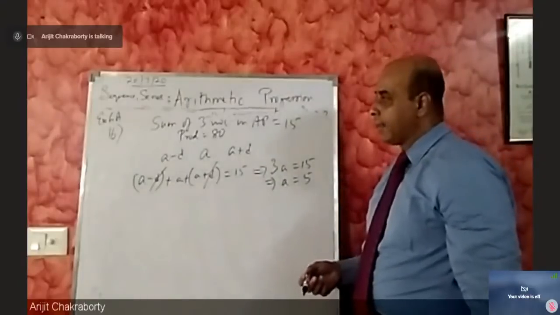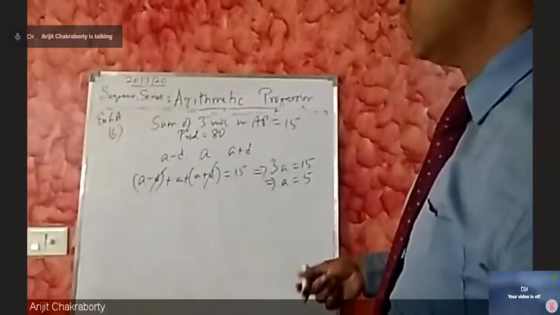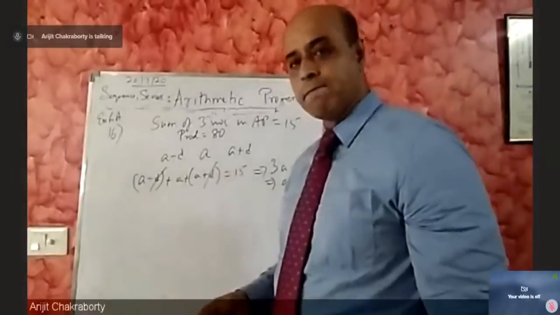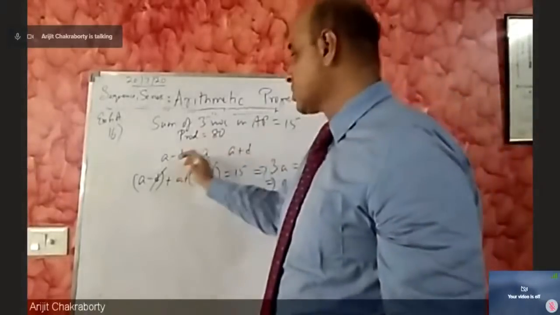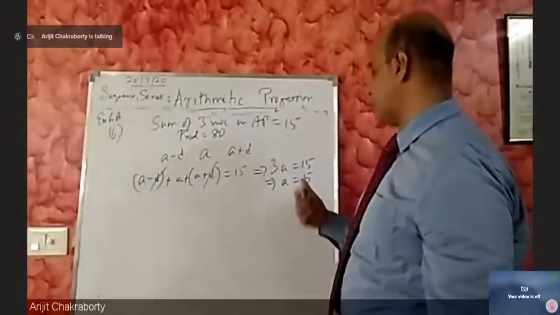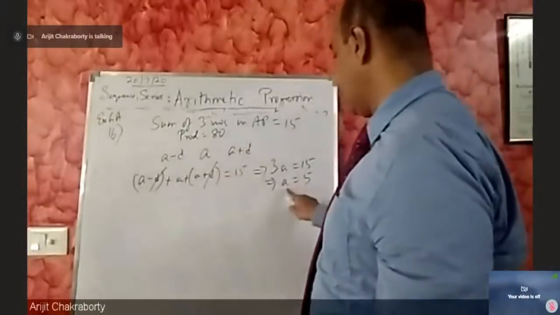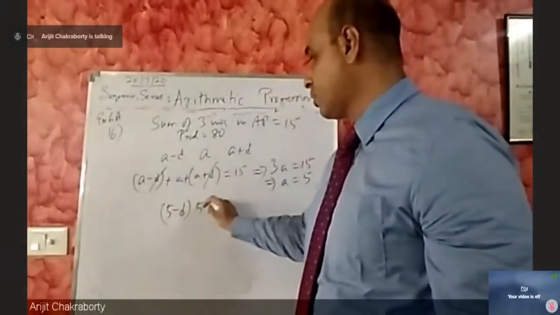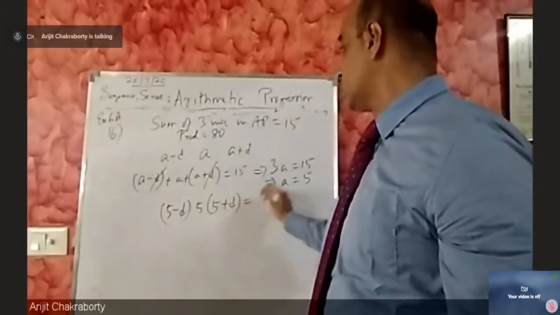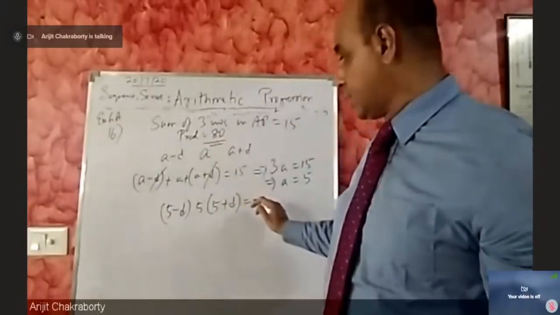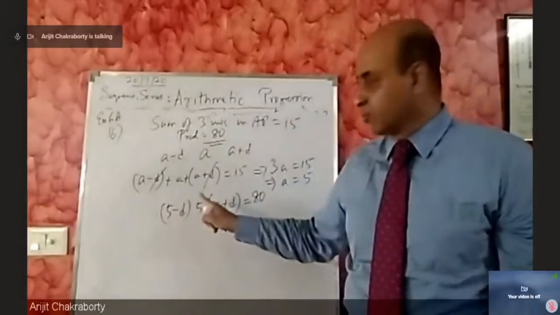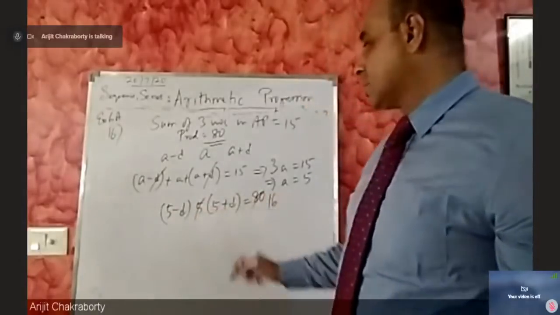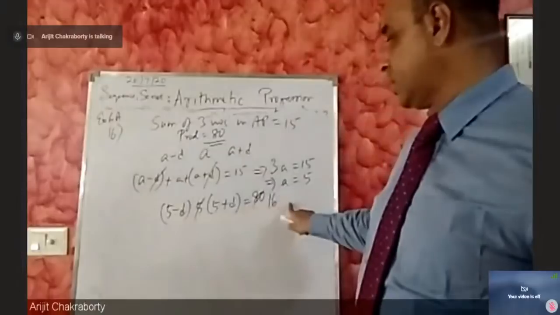Okay? Now, you know the product. Their product is 80. That means A minus D into A plus D is equal to 80. So, you know A is 5. So, 5 minus D into 5 plus D is equal to 80. 5 times 16 is 80, so you have 5 minus D into 5 plus D is 16.